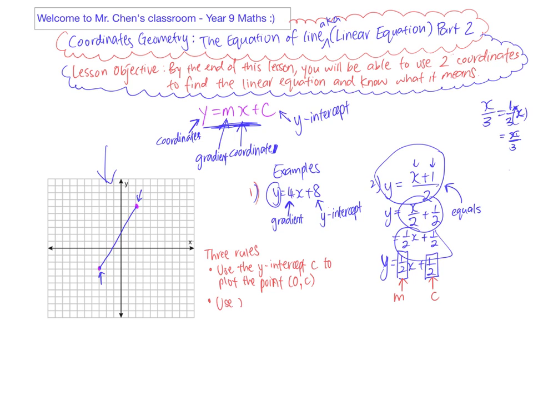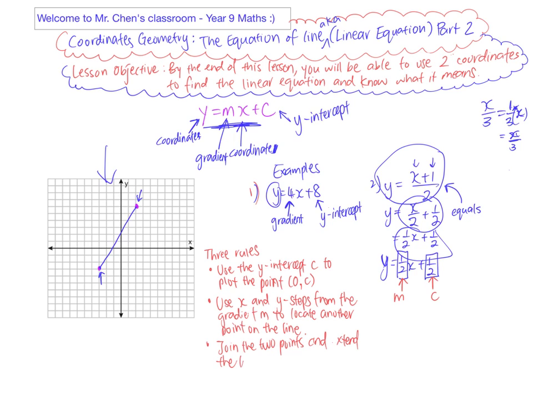The second rule is use the x and y steps from the gradient m to locate another point on the line. And the last one is join the 2 points together and extend the line in either direction.